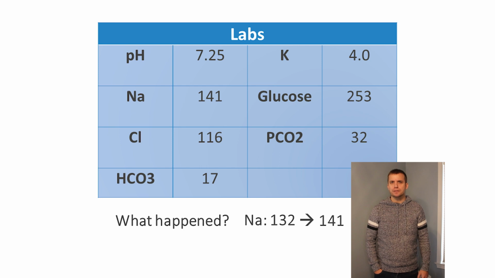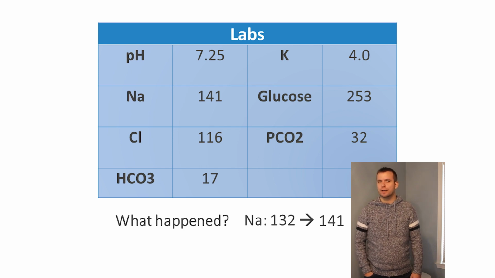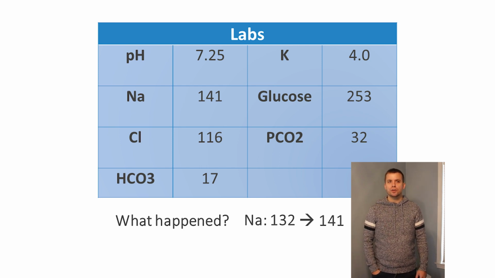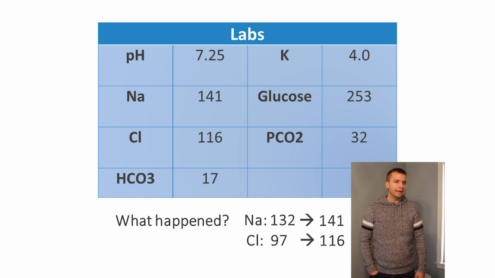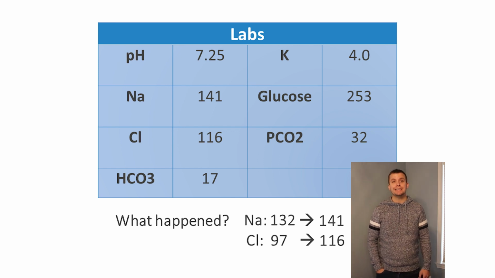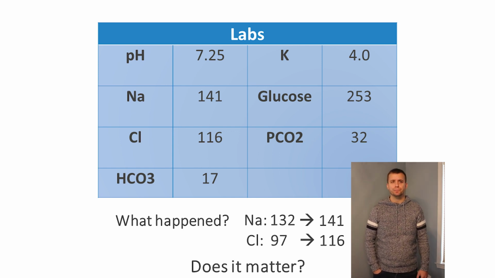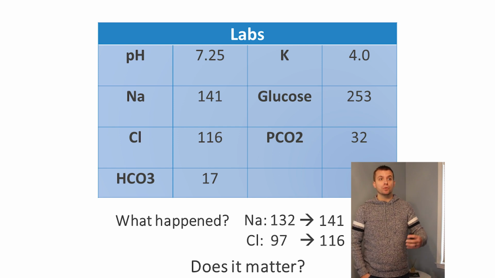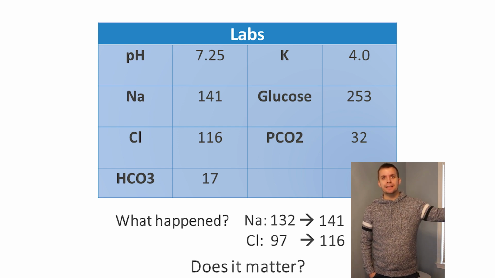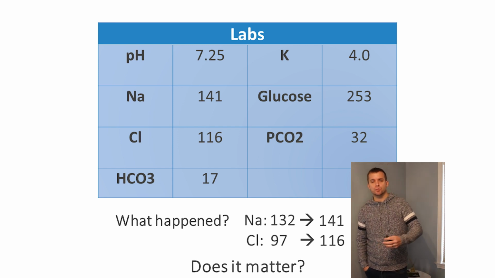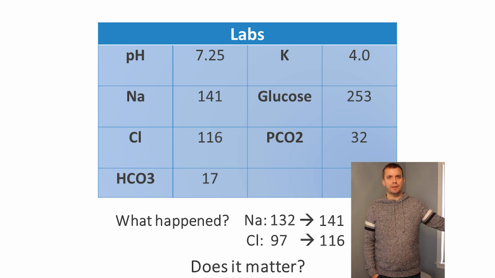What happened? Why isn't he better if you look at it? His sodium was 132 and now it's 141. There's a difference of 9. Your chloride was 97, now it's up to 116. That's a difference of 19. Does it matter? So what we've done is we've taken somebody that had an anion gap metabolic acidosis and we've given them a non-anion gap metabolic acidosis.